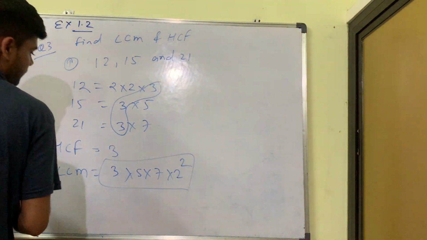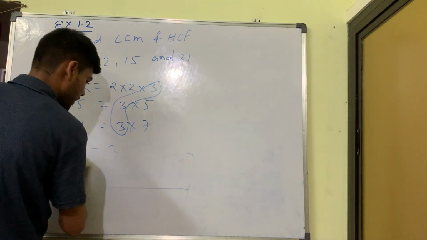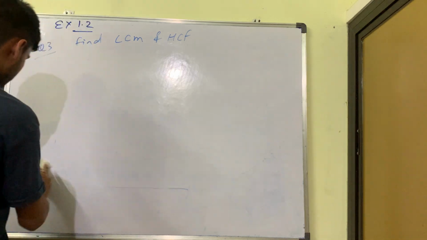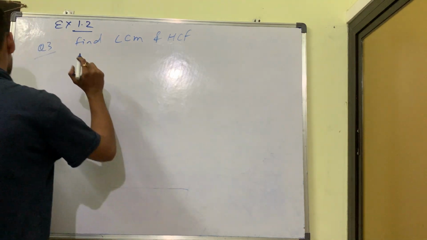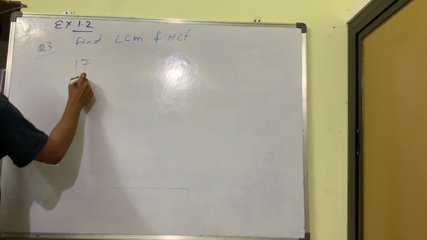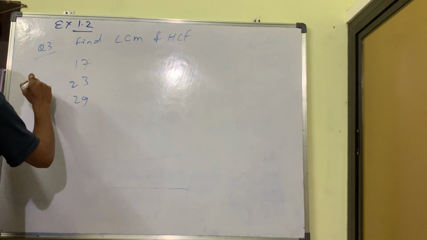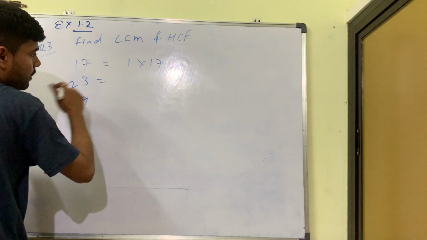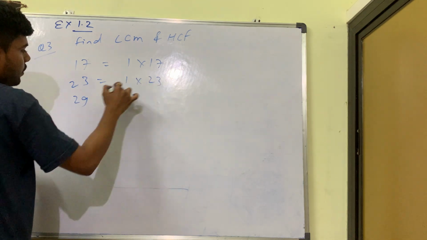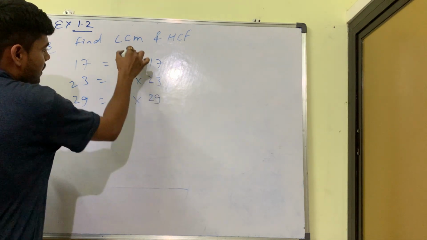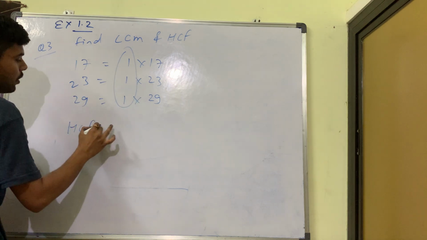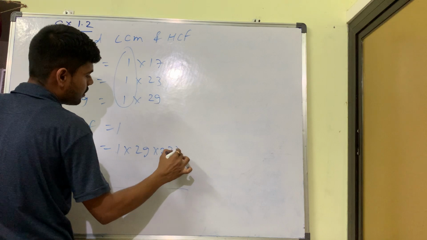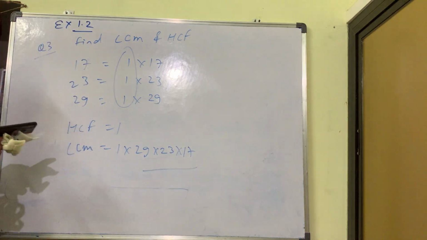If you want, I will take one more number here. 3 questions are there now. I will take one more. Which one shall I take? Shall I take the middle one? Okay. 17, 23 and 29. 17 bacha, 1 into 17. Prime number na? 23 also prime number, so 1 into 23. 29 also prime number. Wow, very good. So HCF is 1. LCM bacha is 17 into 23 into 29.